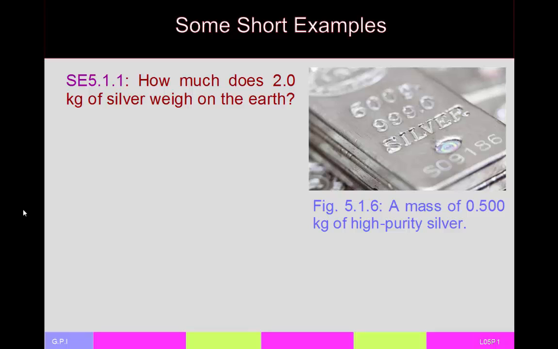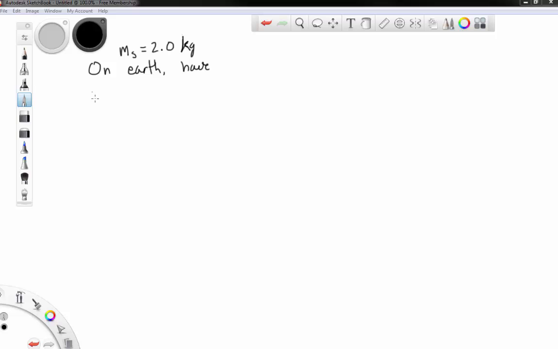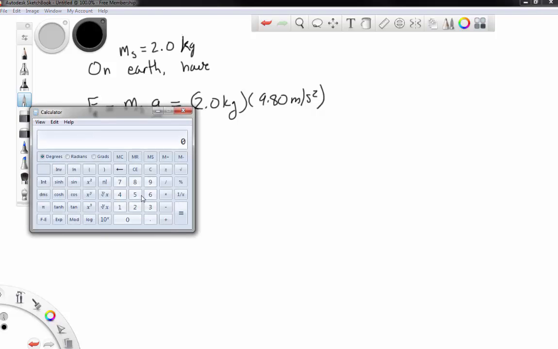So let's work a few short examples at this point, now that we've talked a bit about weight and mass and force and whatnot. Our first example is, how much does 2 kilograms of silver weigh on the Earth? To get the weight, we use that the force of gravity on the Earth is the mass times the acceleration due to gravity, or the free fall acceleration. So that should be 2.0 kilograms times 9.80 meters per second squared. If you plug these into your calculator, 2.0 kilograms times 9.80 meters per second squared.